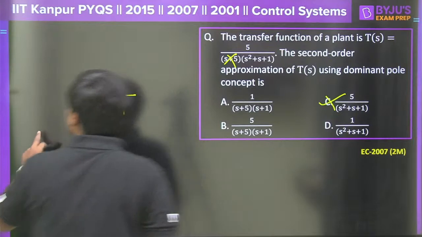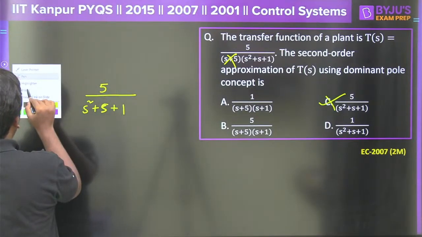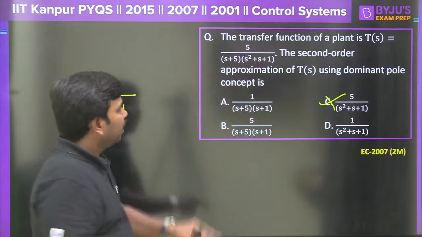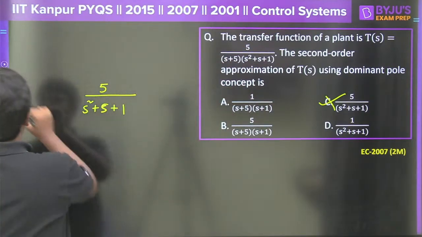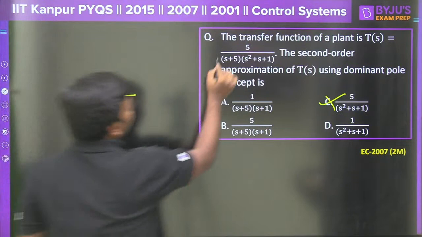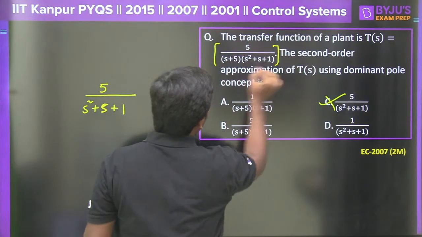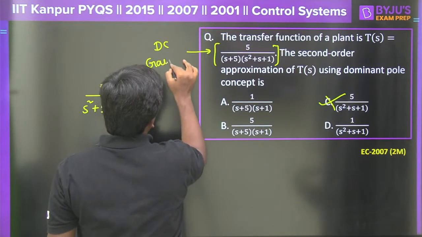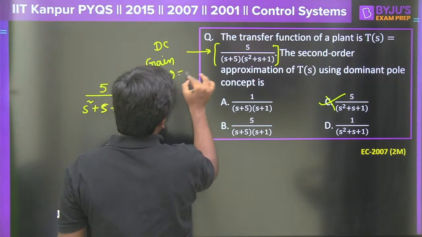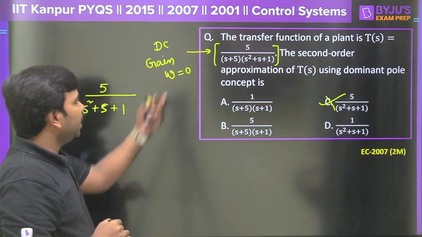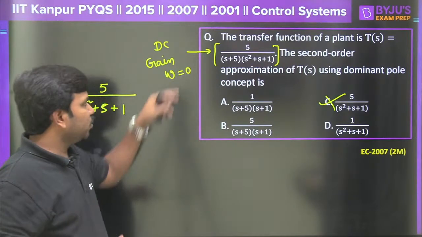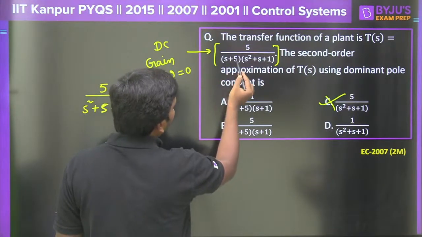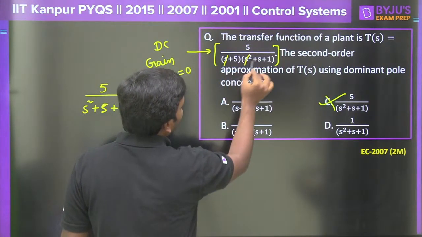When you are removing the pole, you should not violate the DC gain. Now can you see what the DC gain is here? Calculate the DC gain. DC gain means we should substitute omega tends to 0. Usually you take the magnitude and substitute omega equal to 0. In the simplest language, if you substitute omega equal to 0, then this will be out, this will be out, this will be out.